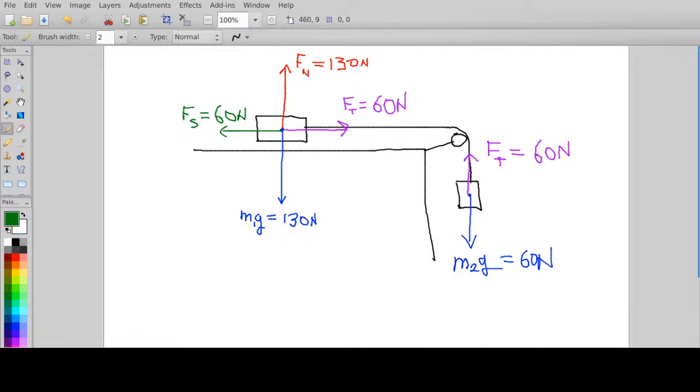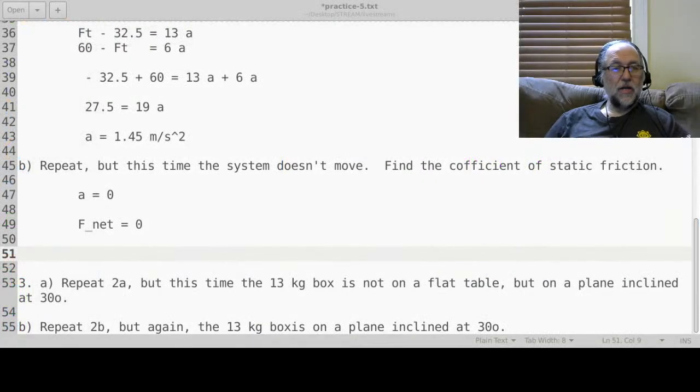We've got all the forces for the 13 kilogram. And now let me switch to the other board and just actually calculate it, okay? Let me see if there's any questions about this. All right, doesn't seem to be any questions. Great. Let me switch to the other screen here.